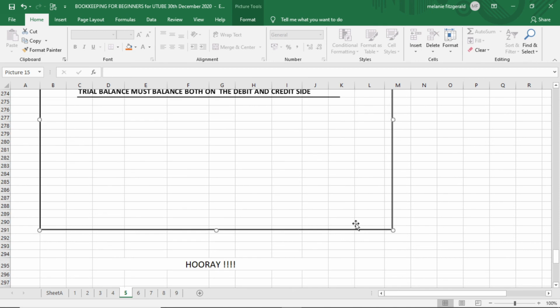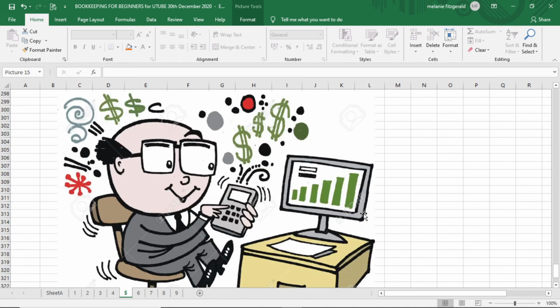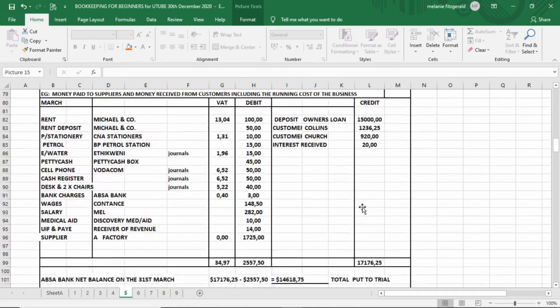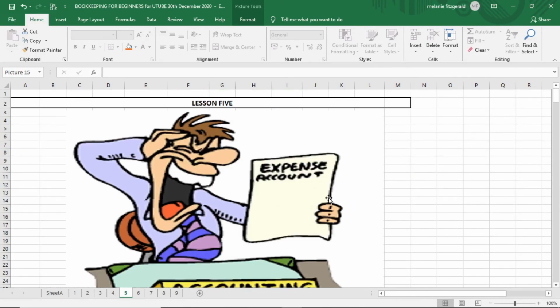There it is. Hooray, we finished for the month of March. And there's a nice photo of us calculating us all out. Okay, so this is the end. This is not the end of the lessons. This is just the end of our books for the month of March.